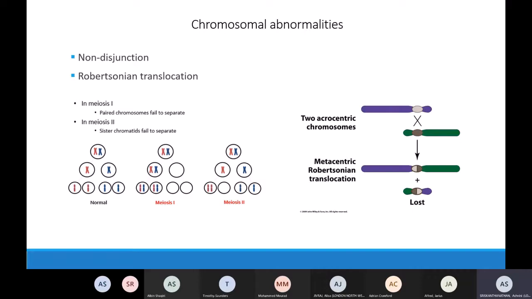These fuse and form this really long chromosome, forming a new P arm and a new Q arm, and that's essentially can form like a metacentric or another acrocentric or submetacentric Robertsonian translocation, depending on the length of each of the chromosomes itself.